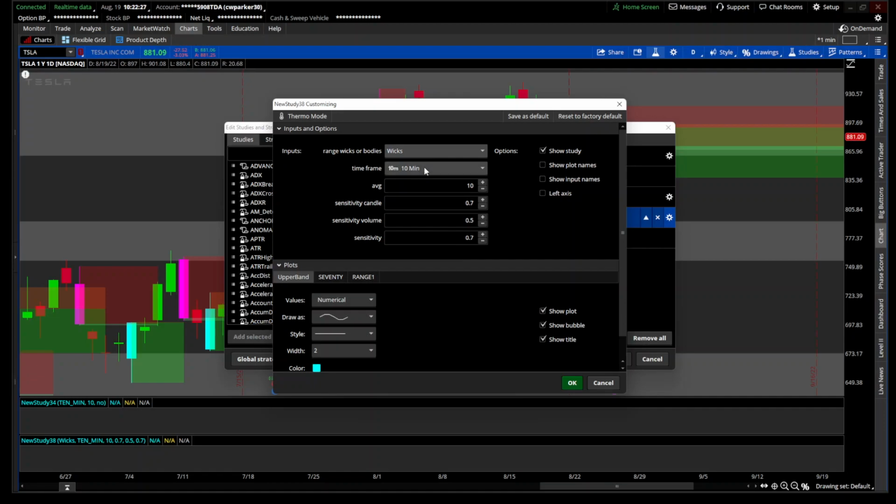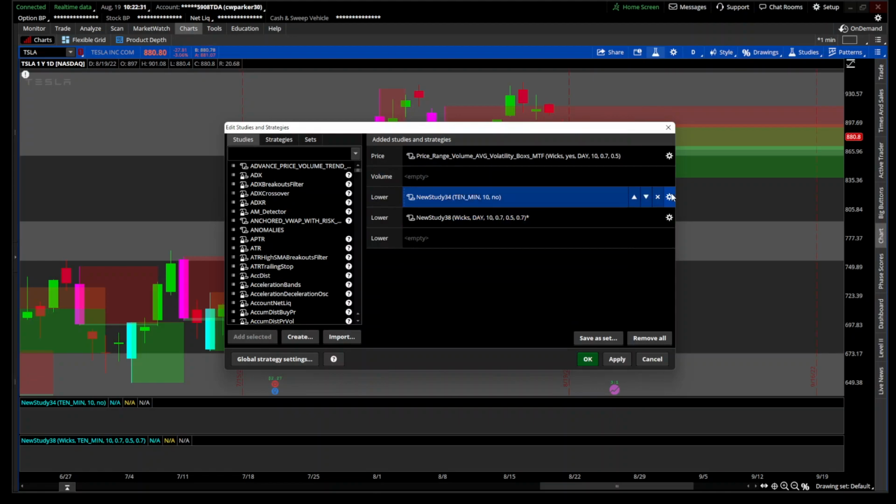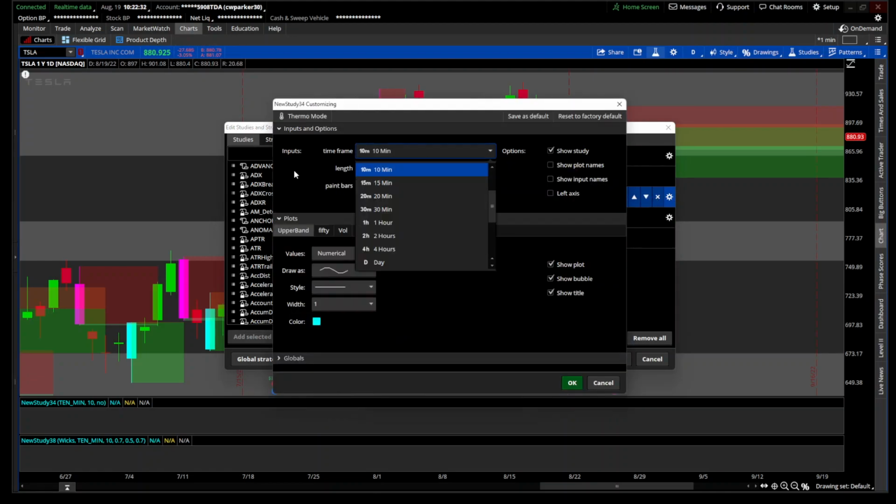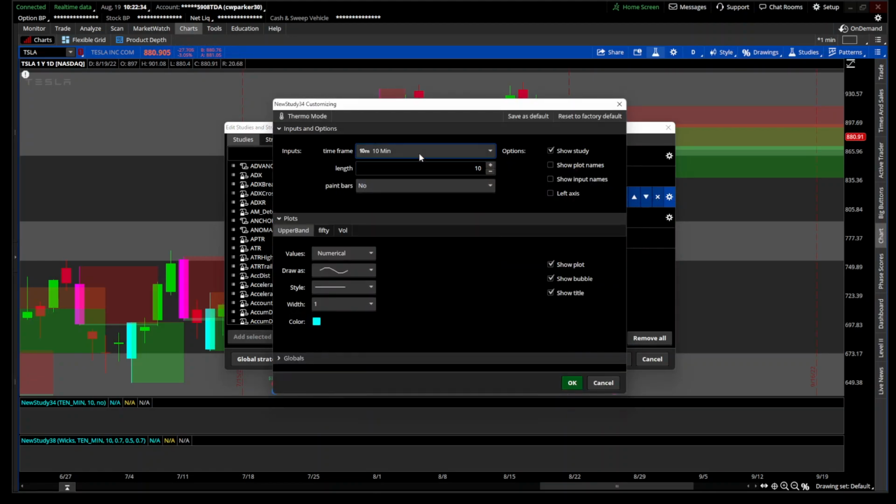So let's push this up to a day as well. We're going to leave everything at 10. Volume. We're going to push this one up to a day as well.